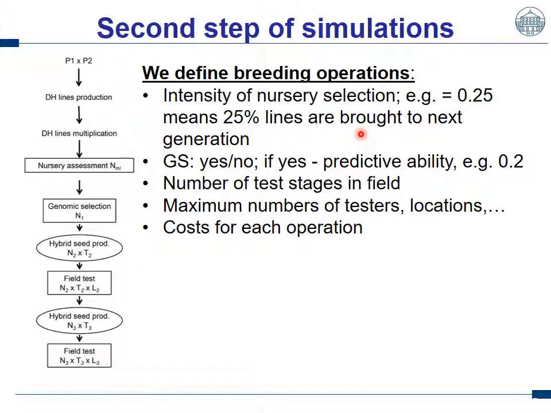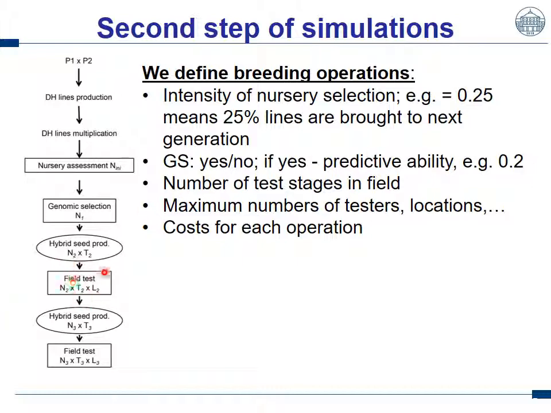Then we have to define our breeding operations. Here, the nursery, we have to define a priori the intensity of nursery selection. That would be, for instance, 25%. We would define it as alpha equals 0.25. Genomic selection, if yes, we need a predictive ability, for instance 0.2, which is quite the reality for grain yield across different breeding cycles in wheat.